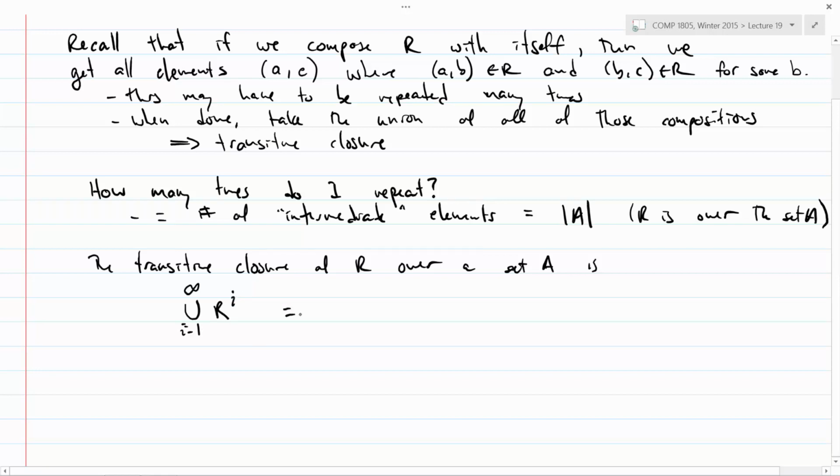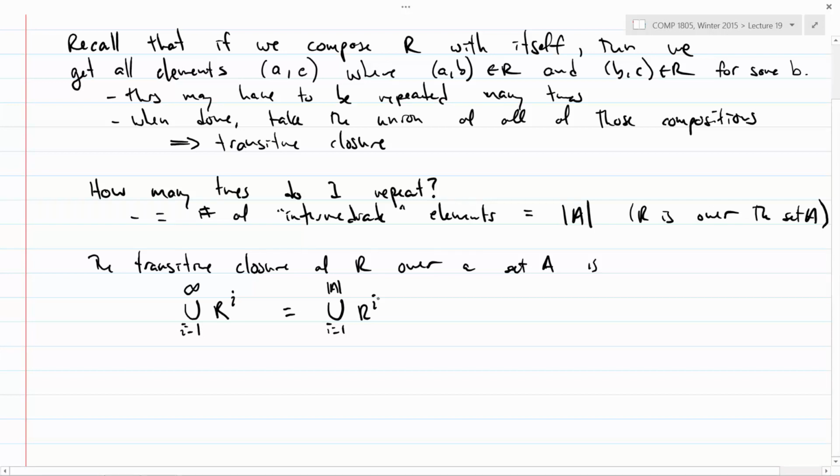But we know that's exactly the same as the union from i equals 1 to the size of A of R to the i. And the reason for that is because at some point, all of the R^i's above some number that's at most the size of A will be the same. Right? So I just take the union of all of these compositions, and that's the transitive closure.